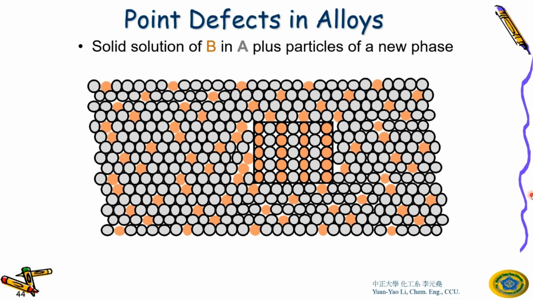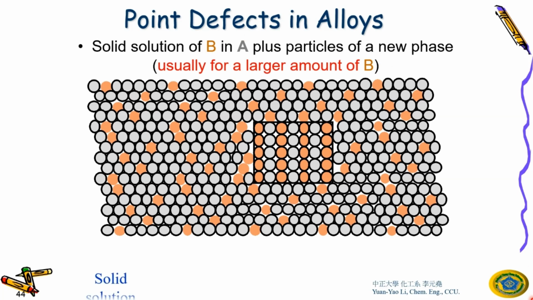Right. So this is another example showing you that B is a B-type atom, A is an A-type atom. This is B. This is A. As you can see, in this part you put a lot of B into the A atoms or A metal, and this area we call a solid solution, because B is randomly distributed in this space.